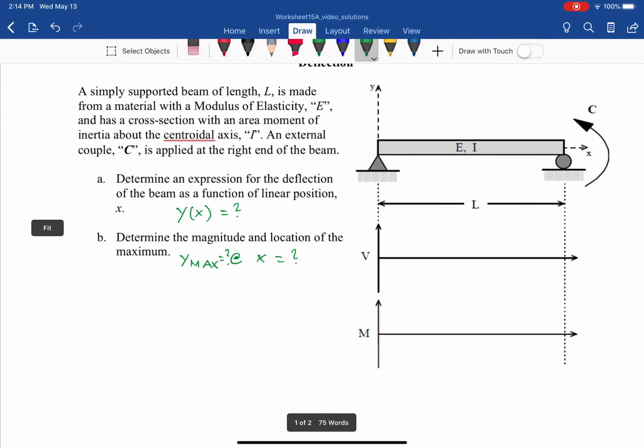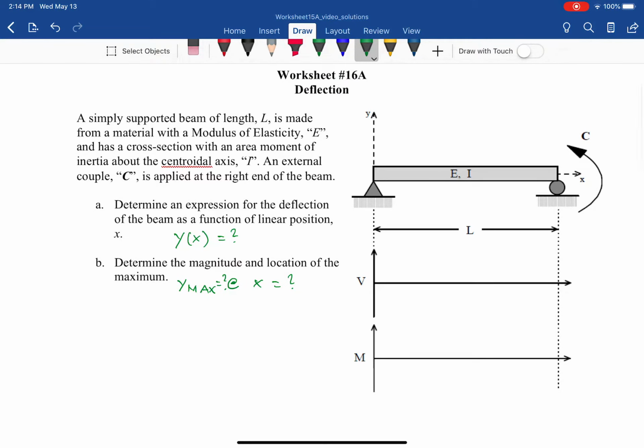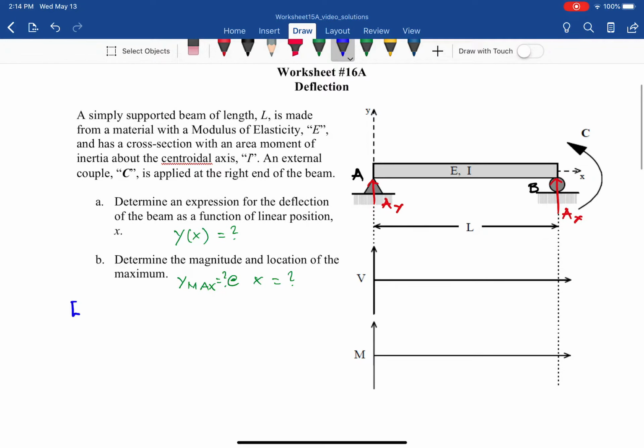Before we apply the integral deflection equation, we find the external reactions at points A and B. Let's assume A here and B on the right, with reactions AY and AX. Then we sum up the forces, starting with the external equilibrium for the reactions.